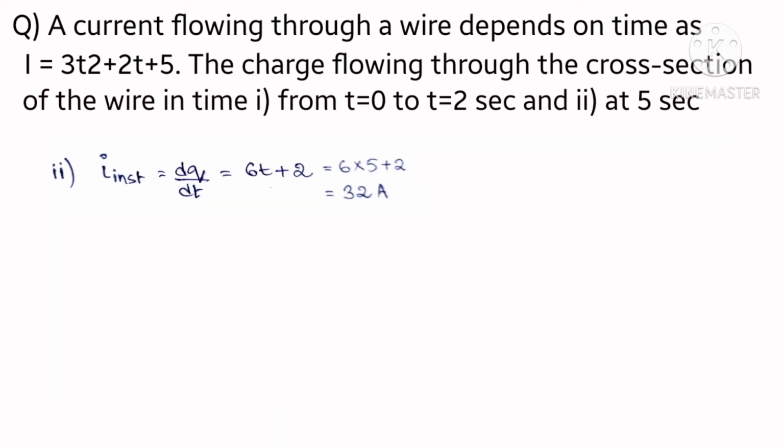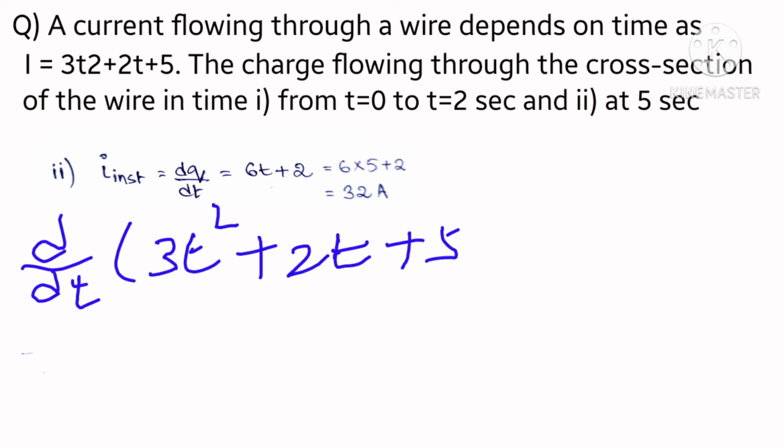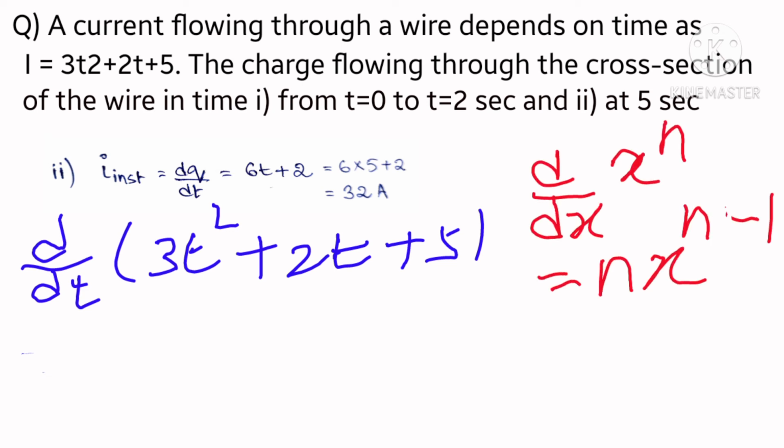Now let us find the instantaneous current at 5 seconds. Instantaneous current equal to dq by dt. dq means small change in charge and dt is the small change in time. Here actually we have to do differentiation of q with respect to t. So d/dt of the variable current, that is 3t square plus 2t plus 5. Before doing this, we have to know the basic differentiation, that is d/dx of x to the power n equal to n x to the power n minus 1.